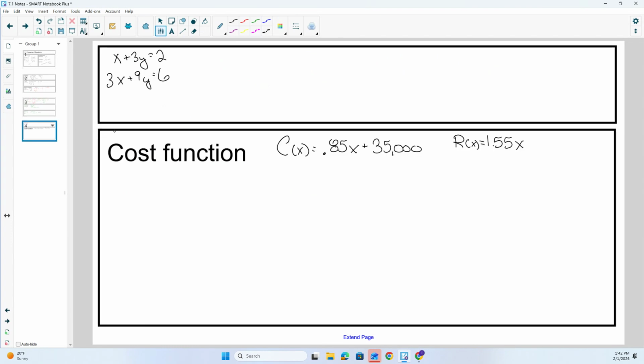Let's go to this one. This one is interesting because x plus 3y is equal to 2. What if I want to cancel out these x's? So what if I were to multiply this top one by negative 3? It gives me negative 3x, that's what I want. So negative 3x minus 9y is equal to negative 6. And then we have 3x plus 9y is equal to 6. Oh, well, that just makes it 0 is equal to 0. And again, that is infinite.